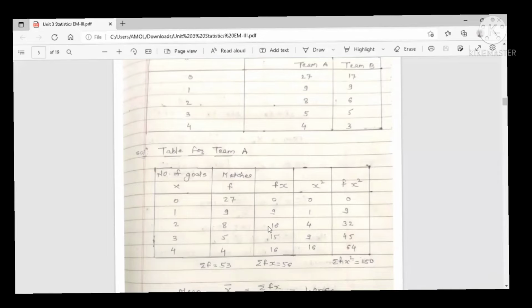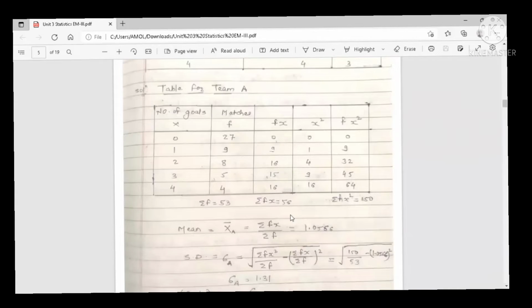The third column is f into x. We require this fx term to find the arithmetic mean. Then the next column is x square, and the last column is f into x square. We require this f into x square term to calculate the standard deviation. Then do the addition of all the terms: find summation f, summation fx, and summation fx square.